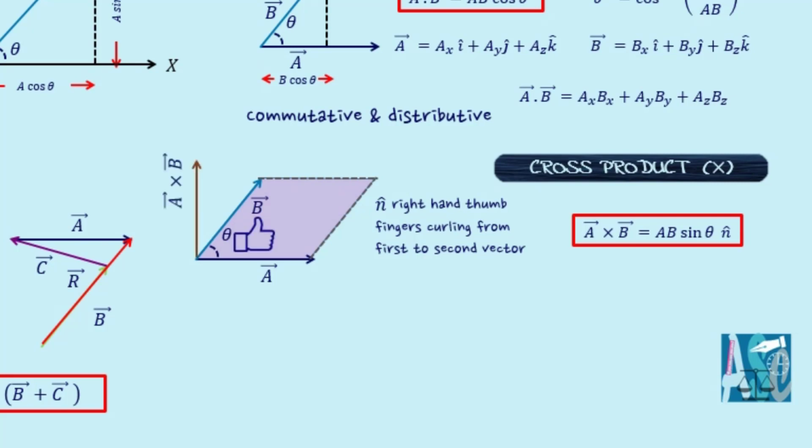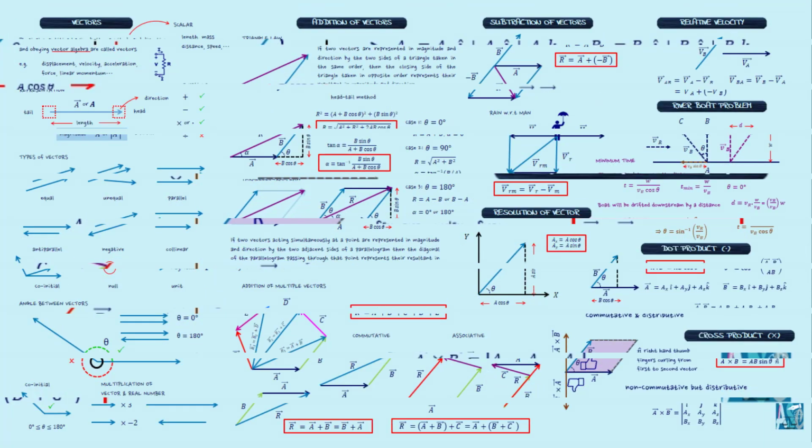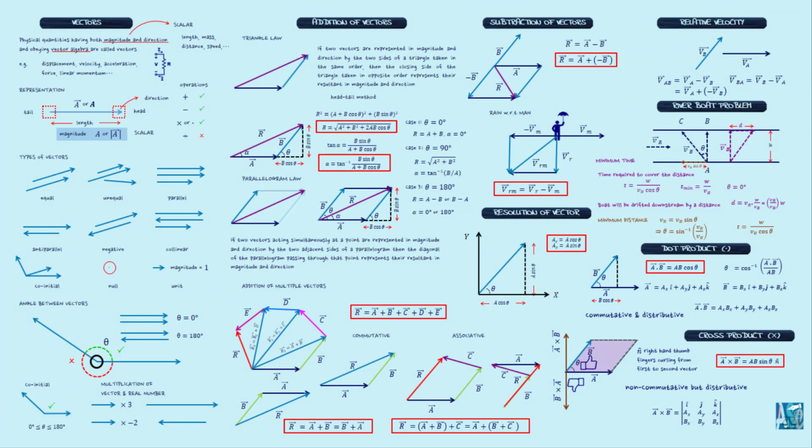If we curl fingers of the right hand from the first vector to the second one through the small angle, then the direction of the thumb will point the direction of the cross product. This is why the direction of A cross B is pointing upwards and B cross A is pointing downwards. Cross product does not follow commutative law but follows distributive law. The cross product of any two vectors resolved into three mutually perpendicular components is expressed in the following determinant form. To sum up, in this chapter we have discussed the introductory concepts of vector, vector algebra, river boat problem, vector resolution, etc.